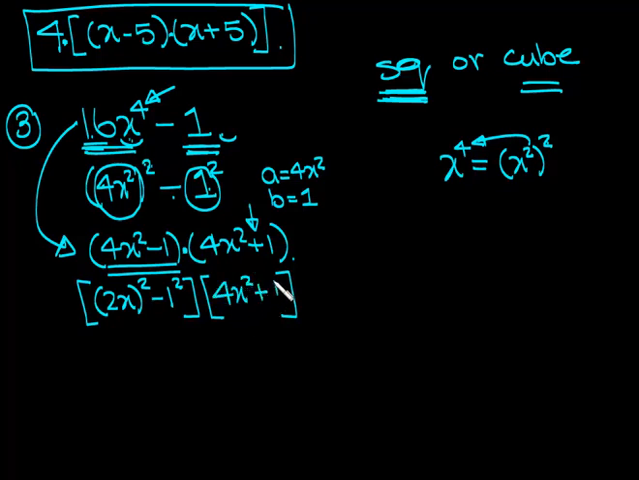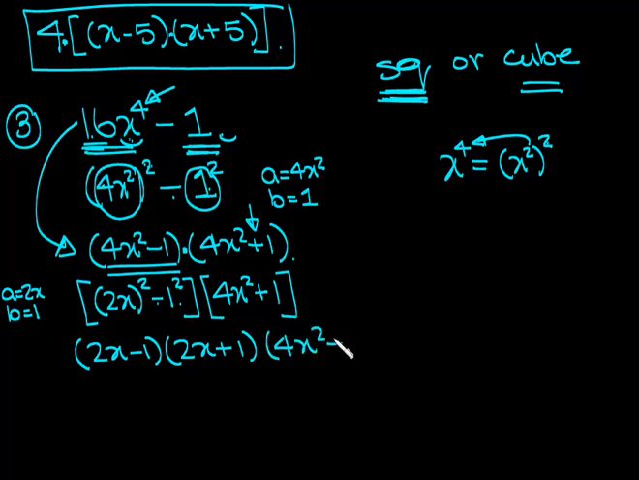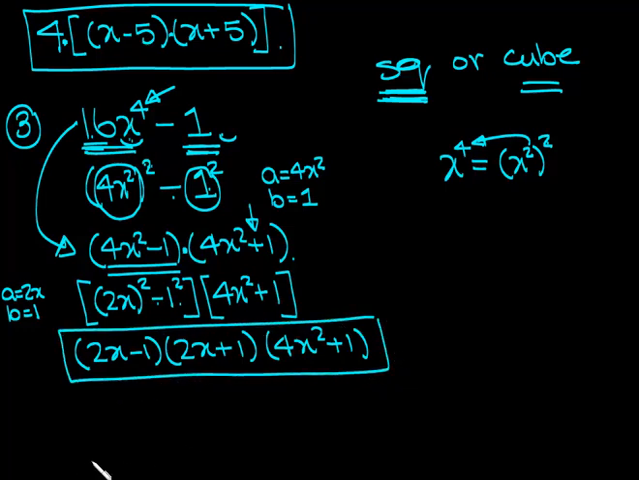It doesn't change. But this one on the left here, I was able to break it down because that's a difference of 2 squares. Now my a is 2x and my b is 1. So you get a minus b, so you get 2x minus 1, and you get a plus b, so you get 2x plus 1. Okay, and then we have 4x squared plus 1. So there's your answer. Now we cannot factor that any further, so we are done.